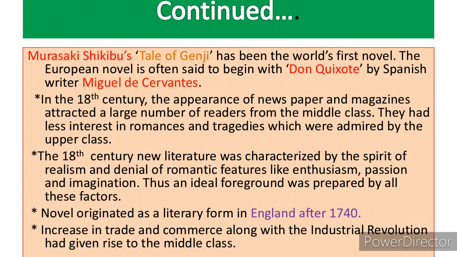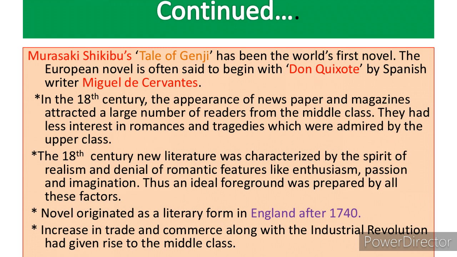In the 18th century, the appearance of newspapers and magazines attracted a large number of readers from the middle class. Now, the 18th century was also known as the Industrial Revolution era, in which so many inventions took place, right? So the appearance of newspapers and magazines attracted a large number of readers from the middle class. They had less interest in romances and tragedies, but they were quite eager and enthusiastic to read newspapers and magazines.